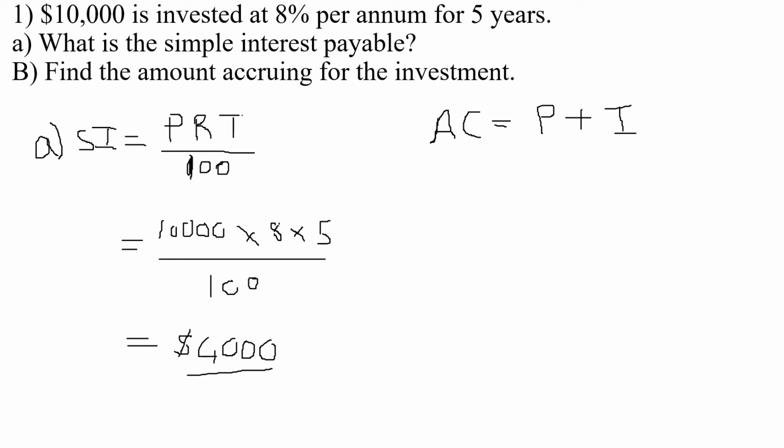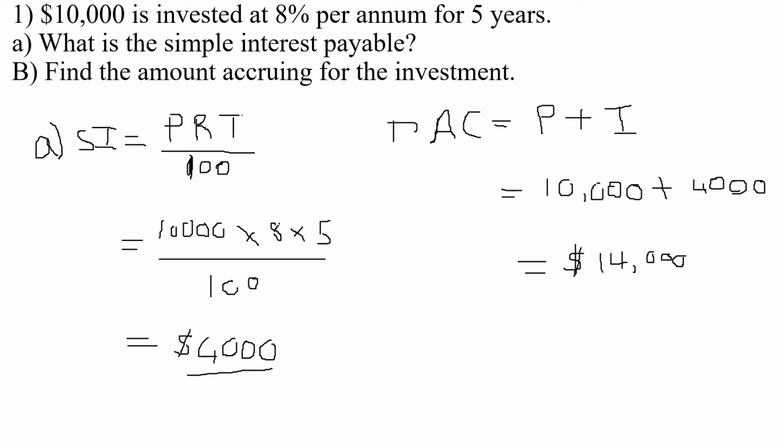Because remember, the interest, as I said earlier, is an amount of money either added or decreased from your sum of money. In this case, it is added because you are investing. So here it will simply be 10 grand. So it will be 10,000 plus 4,000. Good. And when we add that sum of money, our amount accruing will be 14,000. And that is it. That answers part B there.